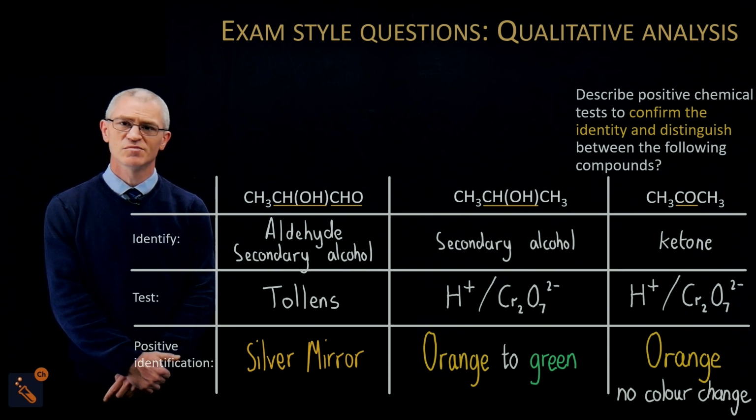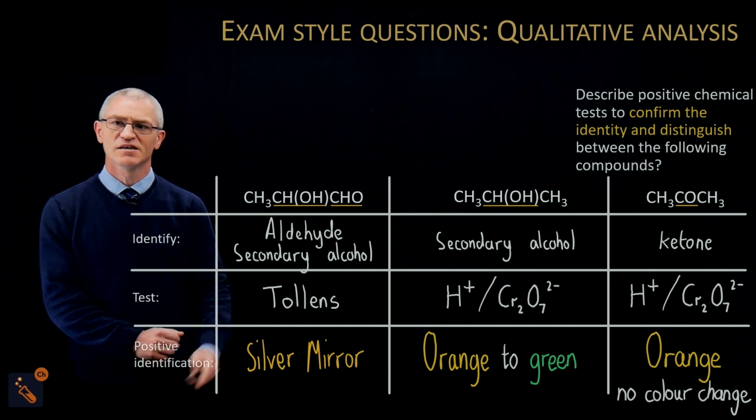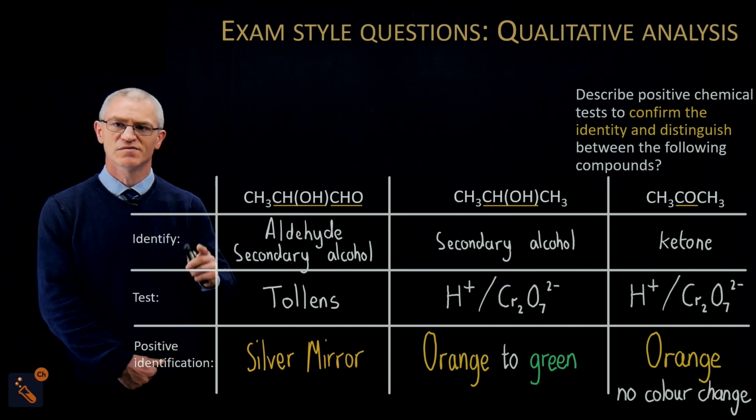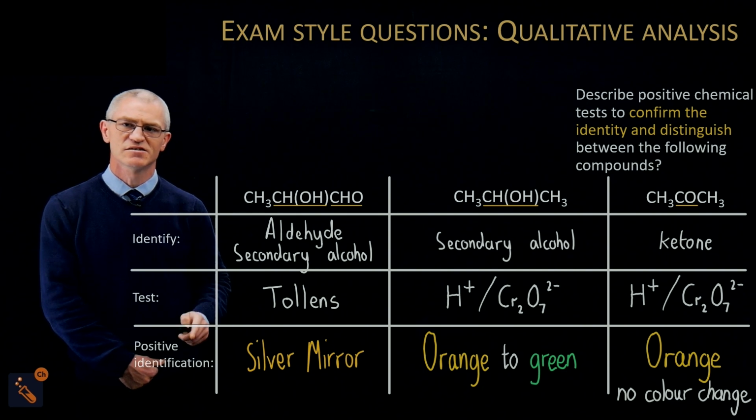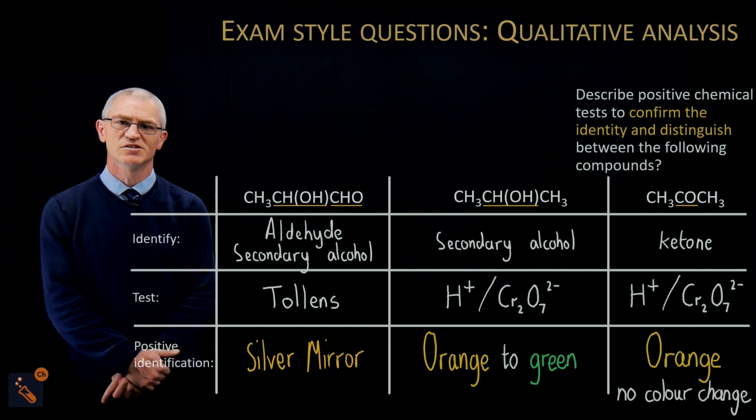This is a very common style of question to ask, in which they'll put 3, 4, 5, sometimes even 6 different molecules in front of you and ask you to write out how to differentiate or identify them. And I really recommend: identify the functional group, identify the test, and say what the positive identification is.